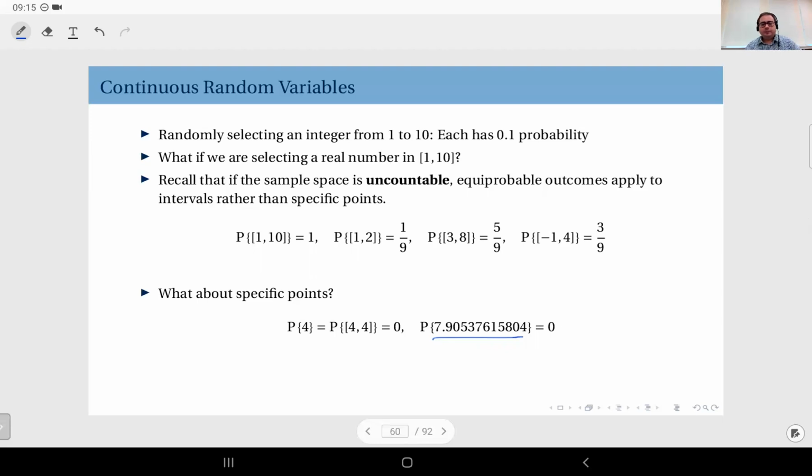Now, this could be a bit misleading, and I would like to emphasize this point here, especially with continuous random variables. A probability of 0 does not mean it's impossible. This point is very important. An event having a probability of 0 is not impossible. It may occur, but probability 0 means it's highly unlikely.